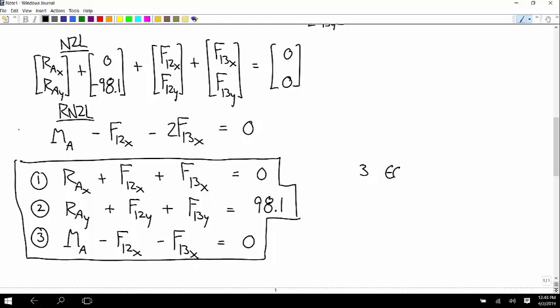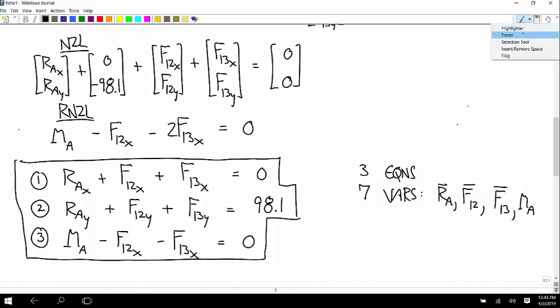So right now we have a list of 3 equations. How many variables? 1, 2, 3, 4, 5, 6, 7. Those are RA, F12, F13, and MA. So we can't solve anything yet.